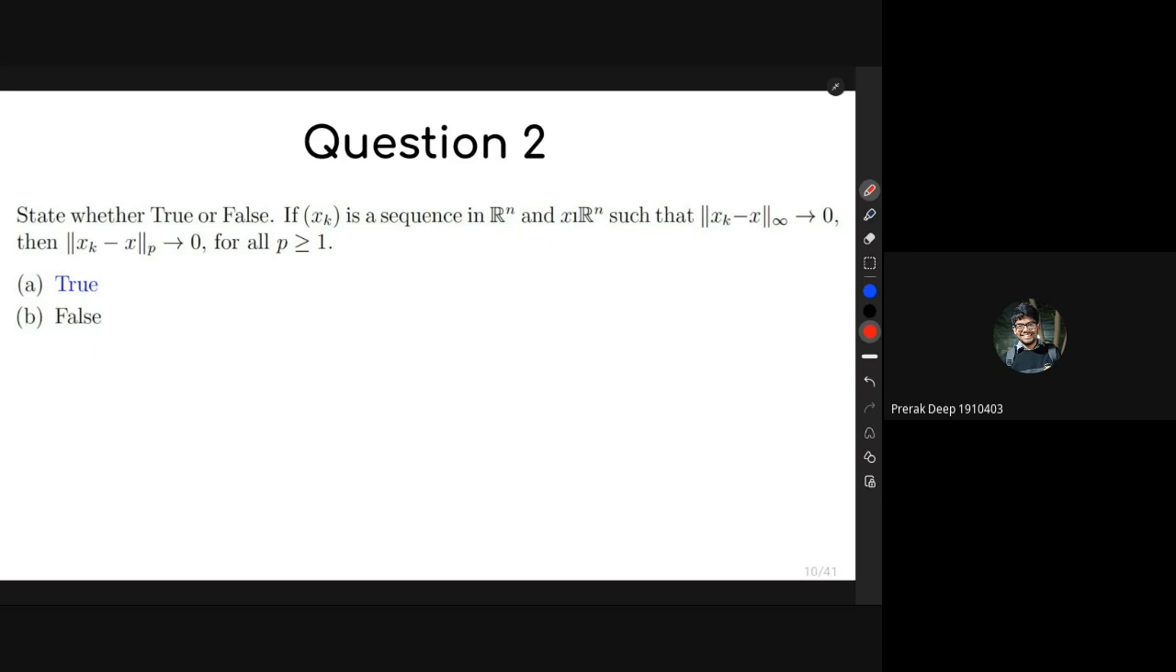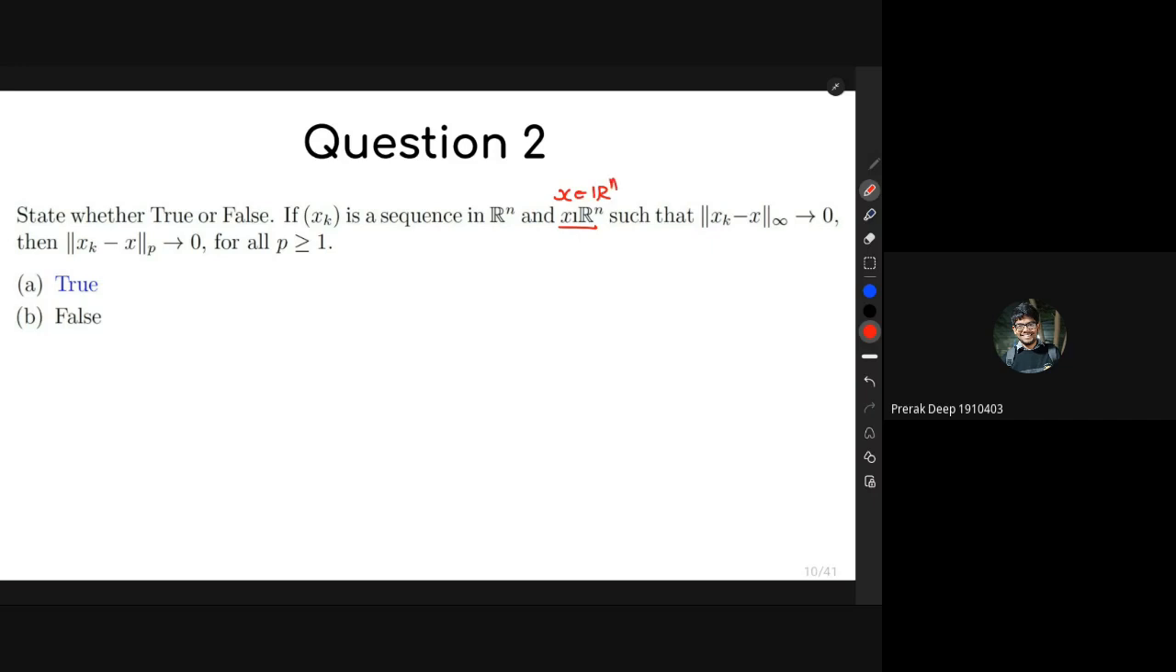Okay, yeah, I remember now. We have proved the p equal to 2 case, but what about the general case bound? Does the bound in the general case also happen to be true? And the answer is yes, it does. Here is a typo. It is x in Rn.